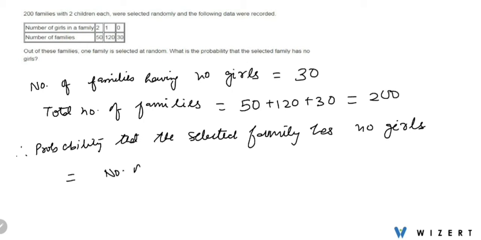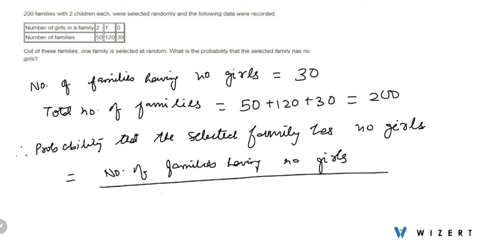Here favorable cases are number of families having no girls, which we have calculated, 30, and the total number of families we know is 200. So let us substitute this value 30 and 200, and if we simplify it, this will be equal to 0.15. So this is the required probability. So this is the answer, 0.15.